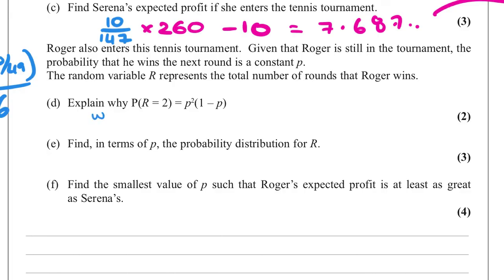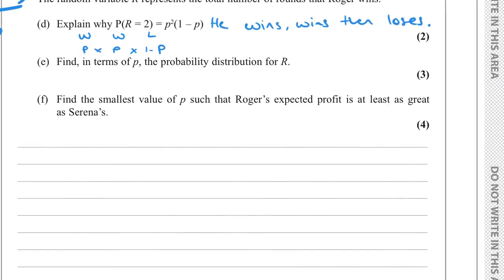Yeah, so if he wins the first round, he is P. If he wins the second round, he is P. And if he loses the third round, 1 minus P. So it's like a probability tree, right? Win, win, lose. So P times P times 1 minus P is our P squared bracket 1 minus P. Okay? And because it says explain why, you can write a sentence. He wins, then loses. Yeah? Because what's the probability of R equaling 2? That Roger wins 2 rounds. Well, he has to win, win, lose to win 2 rounds. Okay? Find in terms of P the probability distribution for R.